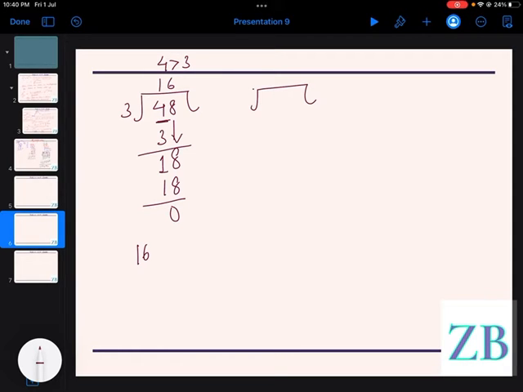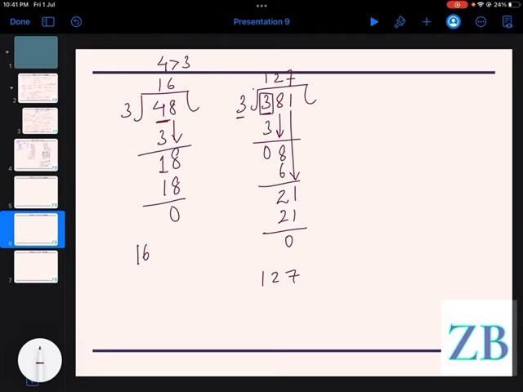We take the next number. I'll possibly take a 3-digit number. So 381. We see that the hundreds place is equal to the divisor. So again we are going to take only one digit over here. So 3 times 1 is 3. So we'll take 1 by 1. That's what I mean. Remainder 0. Bring 8 down. 3 times 2 is 6. 2 remainder. Bring 1 down. 3 times 7 is 21. 0 remainder. So the answer for this is 127.